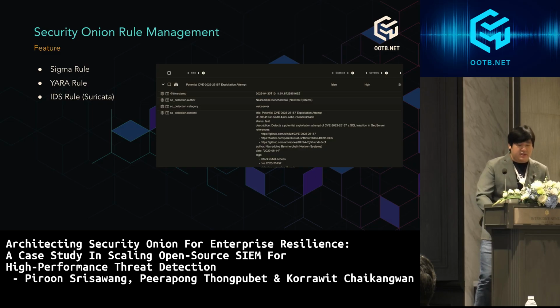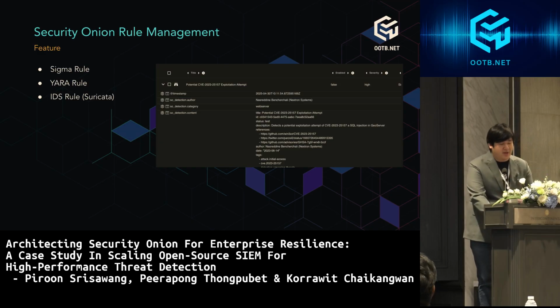Next one is the Yara rule. Yara is more about identifying malware patterns. It works at the file or binary level. And we have an IDS rule, such as the Suricata rule. These are focused on network traffic. If a malicious packet comes through or a known exploit is attempted, the Suricata rule helps us detect it the right way on the wire.